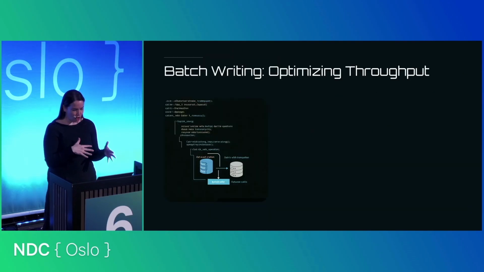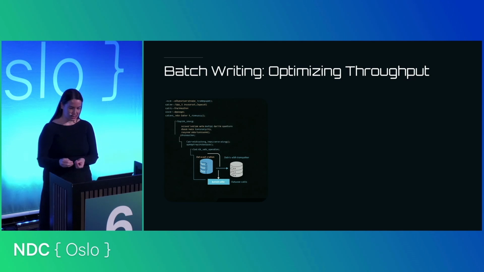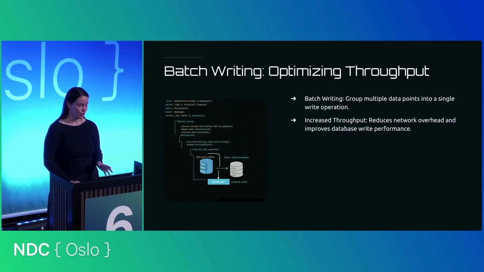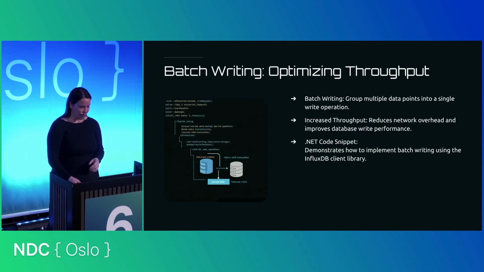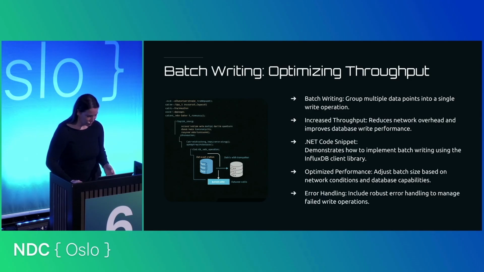While line protocol is already efficient, we can further optimize through batch writing. Instead of sending each data point in a separate HTTP request, batch writing groups multiple points into a single write operation. It's just a better way to do it. This approach dramatically reduces the overhead. And the snippet that you're seeing over here demonstrates how to implement basic batch writing, and it includes a little bit of error handling.